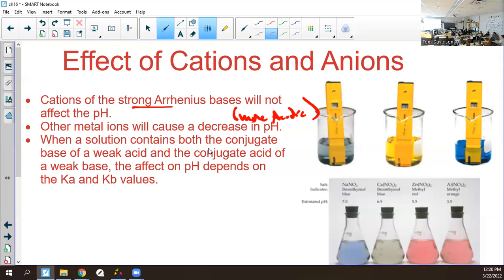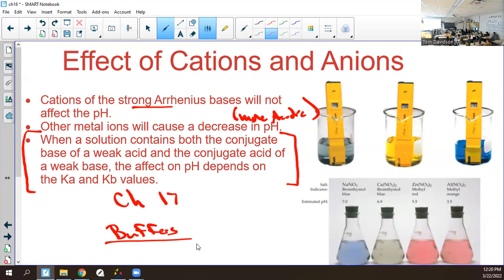When a solution contains both the conjugate base of a weak acid and the conjugate acid of a weak base, the effect on pH depends on the Ka and Kb values. This you don't need to stress about yet. This is all chapter 17 right here. We call them buffers. If I had something else, then we'd have to look at their Kas and Kbs and compare them. We're going to do that a ton in chapter 17.